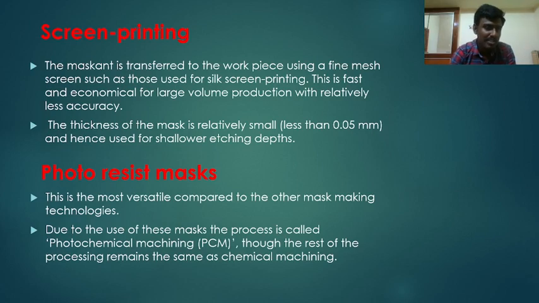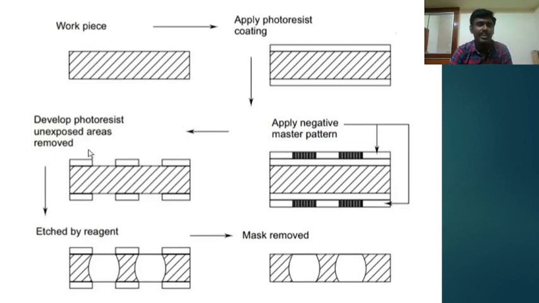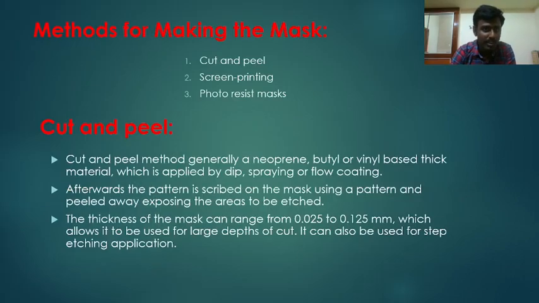And the photoresist mask. This is the diagram which I have shown above, which is actually photoresist masking, because the photoresist coating is applied on top, and then the negative master pattern is applied, and then it is exposed to the environment, and then it is removed, and the solution helps us to remove the material from the workpiece. And I placed this image for a better understanding of the masking, so please don't mind that.